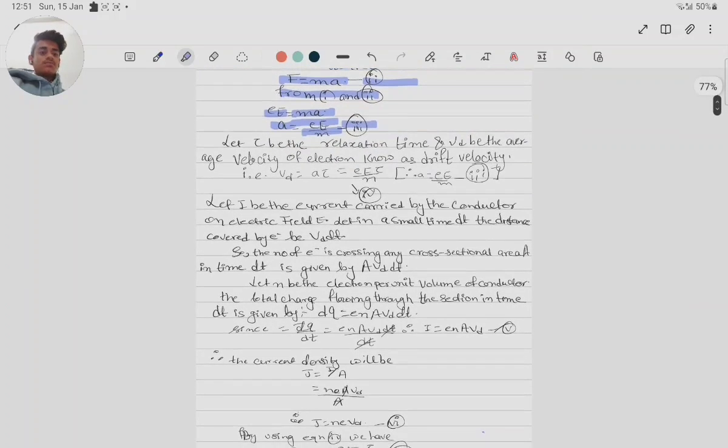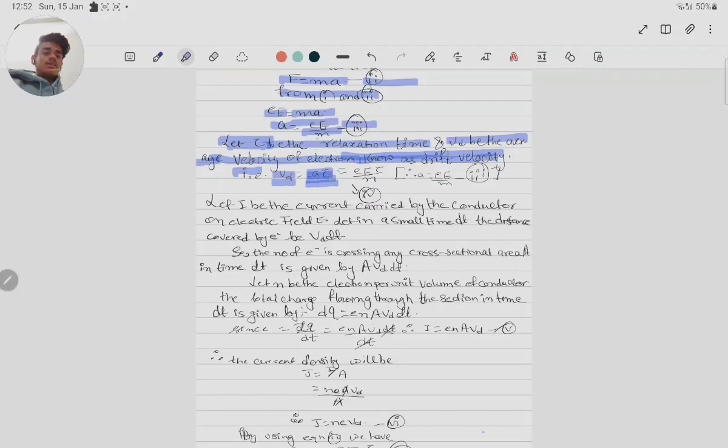Let us move below. This symbol is called tau, the relaxation time, and v_d is the average velocity of the electron, known as the drift velocity. The definition of drift velocity is that the average velocity of the electron is known as the drift velocity. Another relation is that the drift velocity is equal to acceleration into time, v_d = a tau.